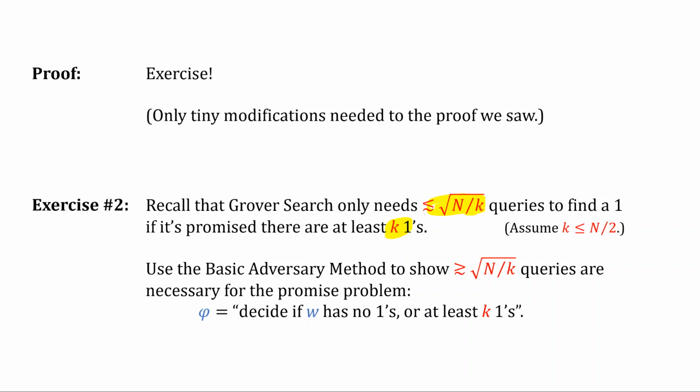And in fact, the basic adversary method from just a few minutes ago shows that this is tight, that you need at least square root of n over k queries to solve the associated decision problem of deciding whether a string w has no ones or it has at least k ones. Okay, and you can see for this, the no set, which is all the strings with no ones, and the yes set, all the strings with k ones, there are actually no pairs in the yes set and the no set at Hamming distance 1. So that means you cannot use the super basic adversary method, which is one reason you need the basic adversary method due to Ambainis.